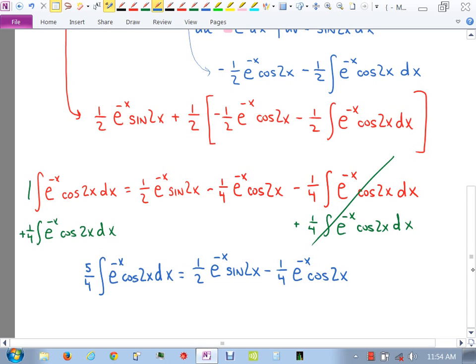And what would be the last thing to do then? Multiply both sides of the equation by 4/5 to wipe out the 5/4 here. So multiply both sides by 4/5. All right? Here I go. I'm going to do it. We'll be at the end at this point.